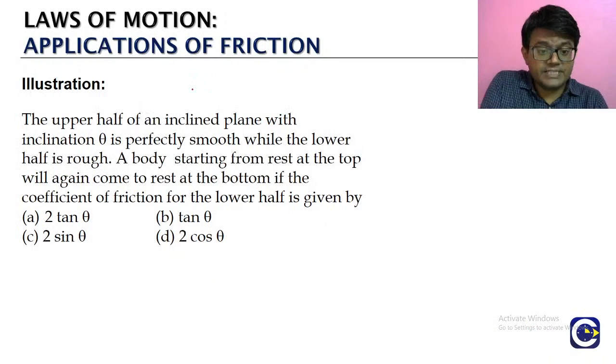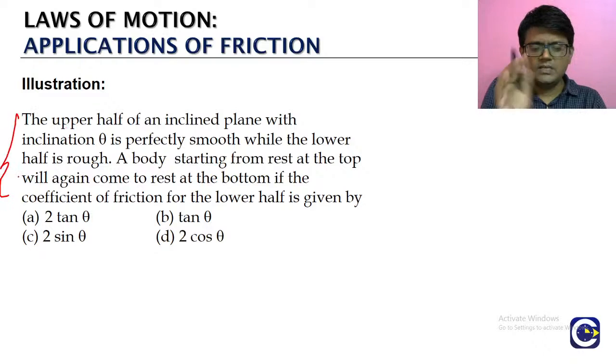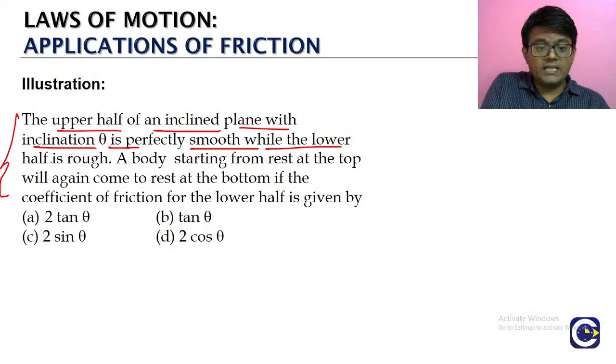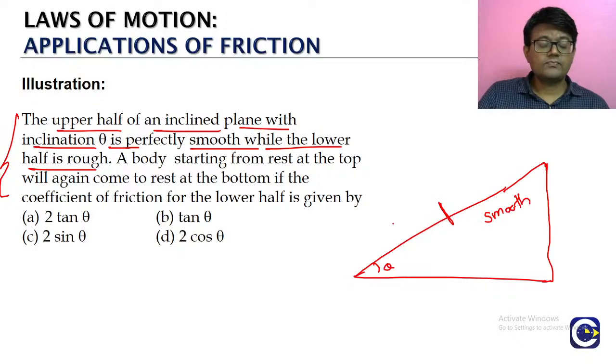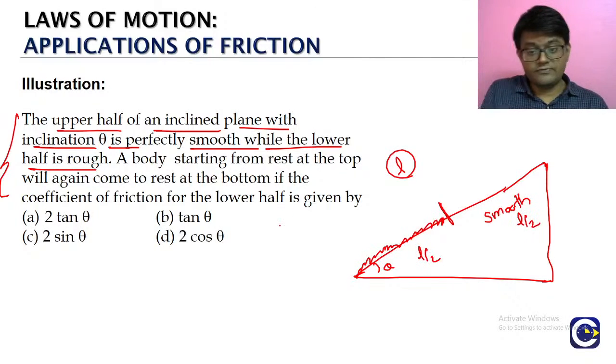Next, we have another interesting question. In fact, I think this has come in one of the previous years also. The upper half of an inclined plane with inclination theta is perfectly smooth, while the lower half is rough. You have an inclined plane, theta. Upper half is smooth, lower half is rough, exactly half. If the length of the total plane is L, then L by 2 is smooth, and below L by 2 is rough.